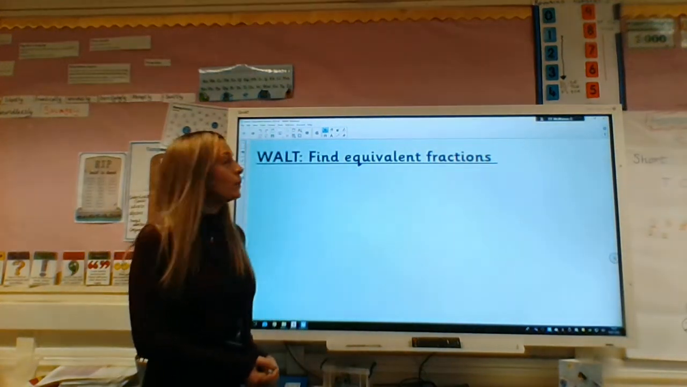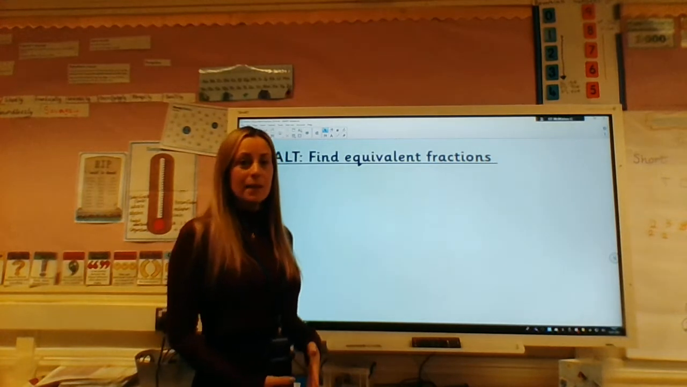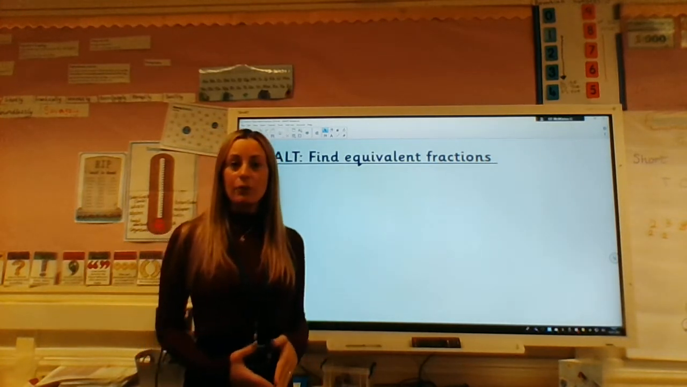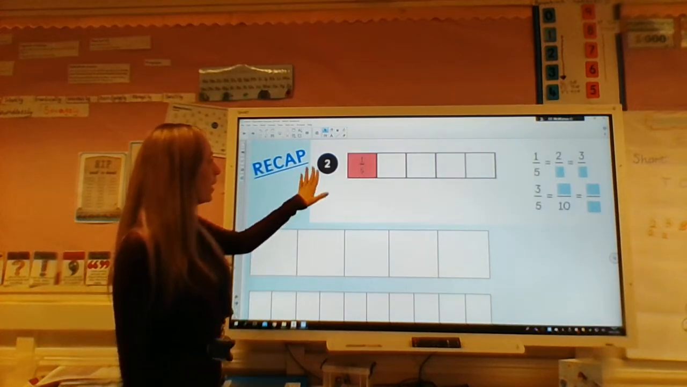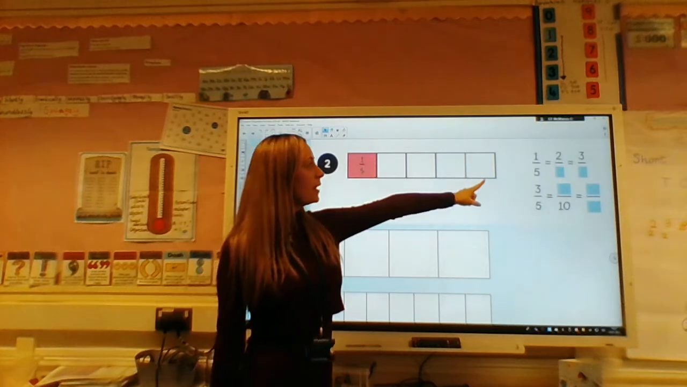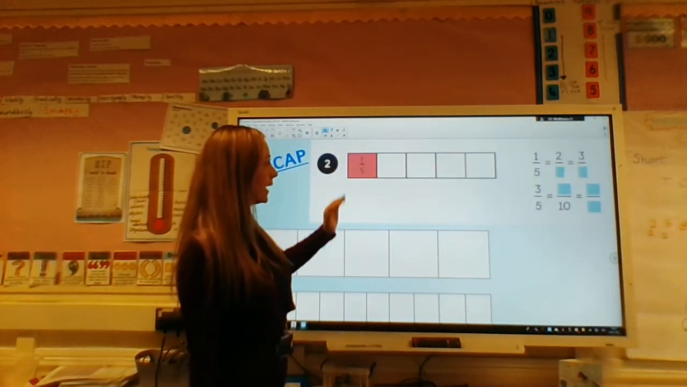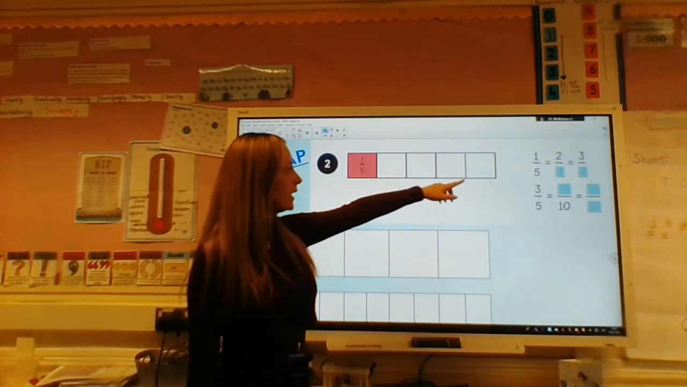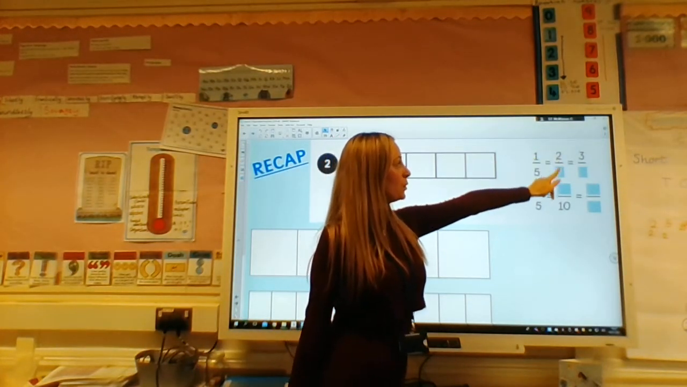Year 4, we are continuing with equivalent fractions today. So remember that equivalent means the same. So we're looking for fractions that look different, but they actually are the same. So here we've got 1/5. So remember the denominator tells you how many parts something is split into, and the numerator tells you how many parts we're looking at. So we want to see if 1/5 is the same as something with two somethings.